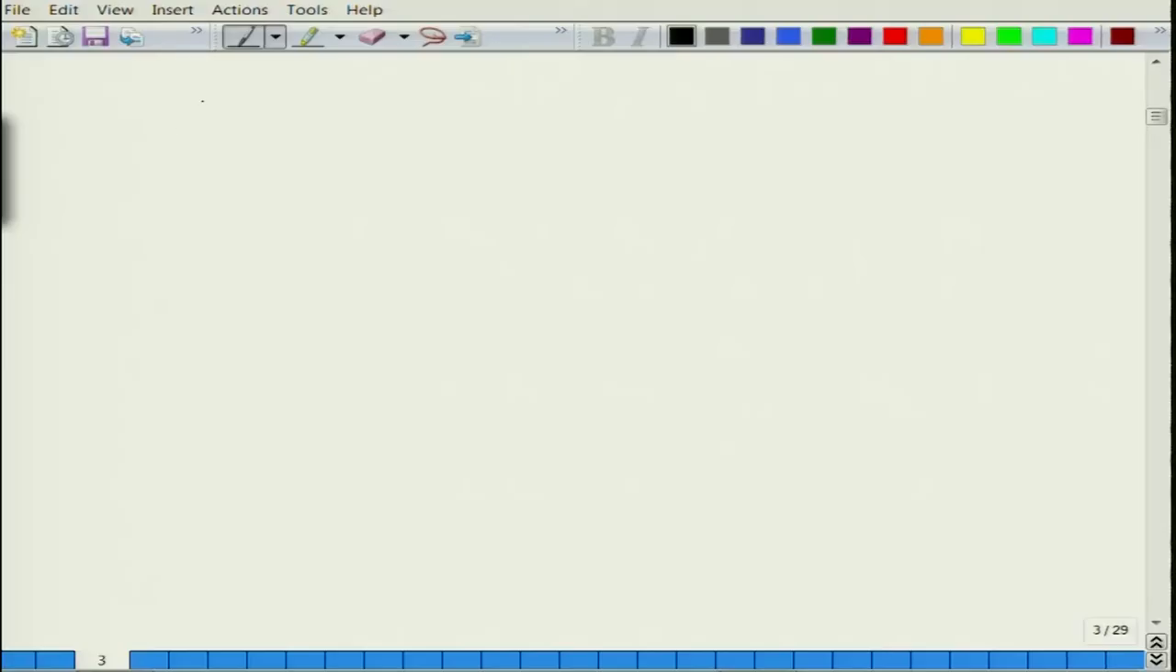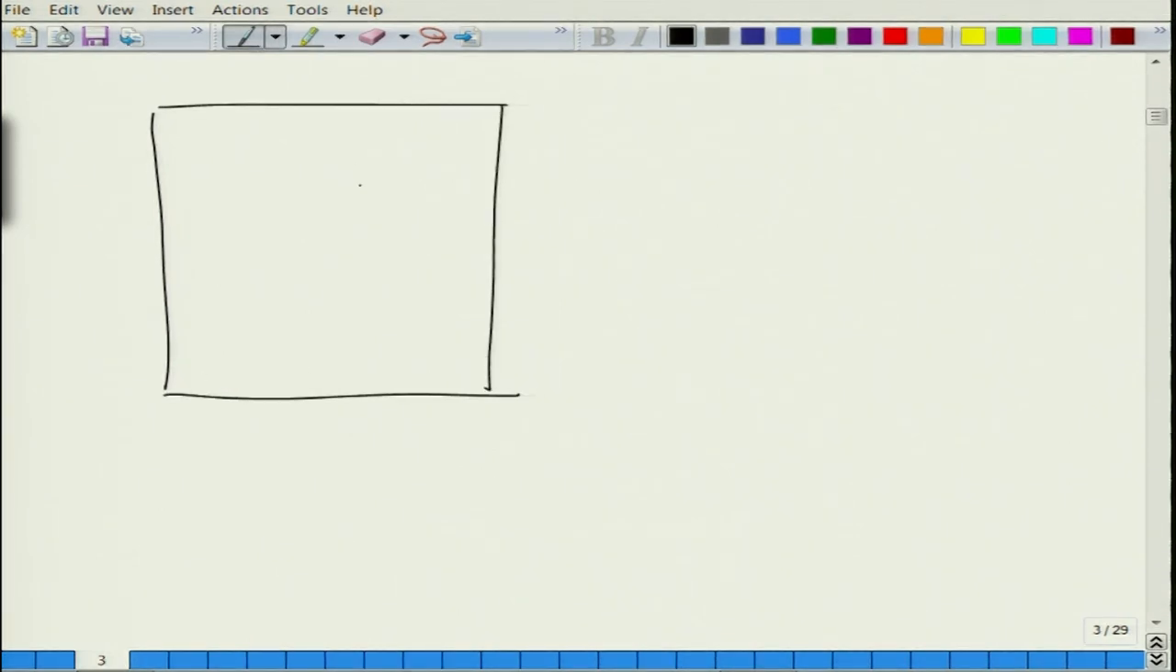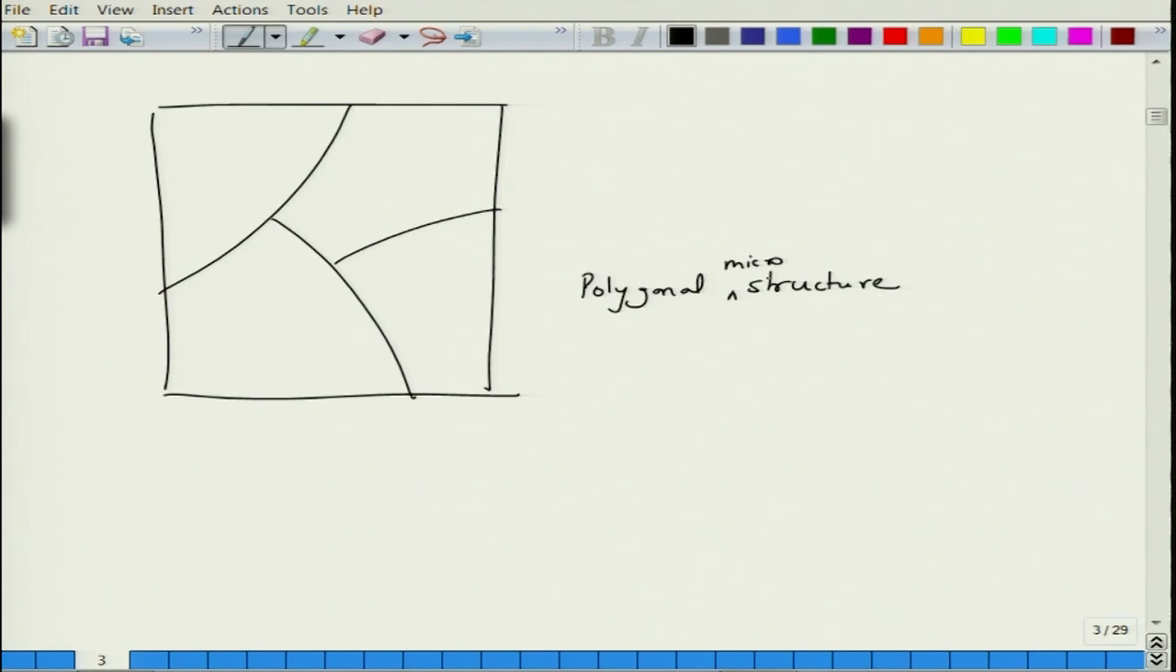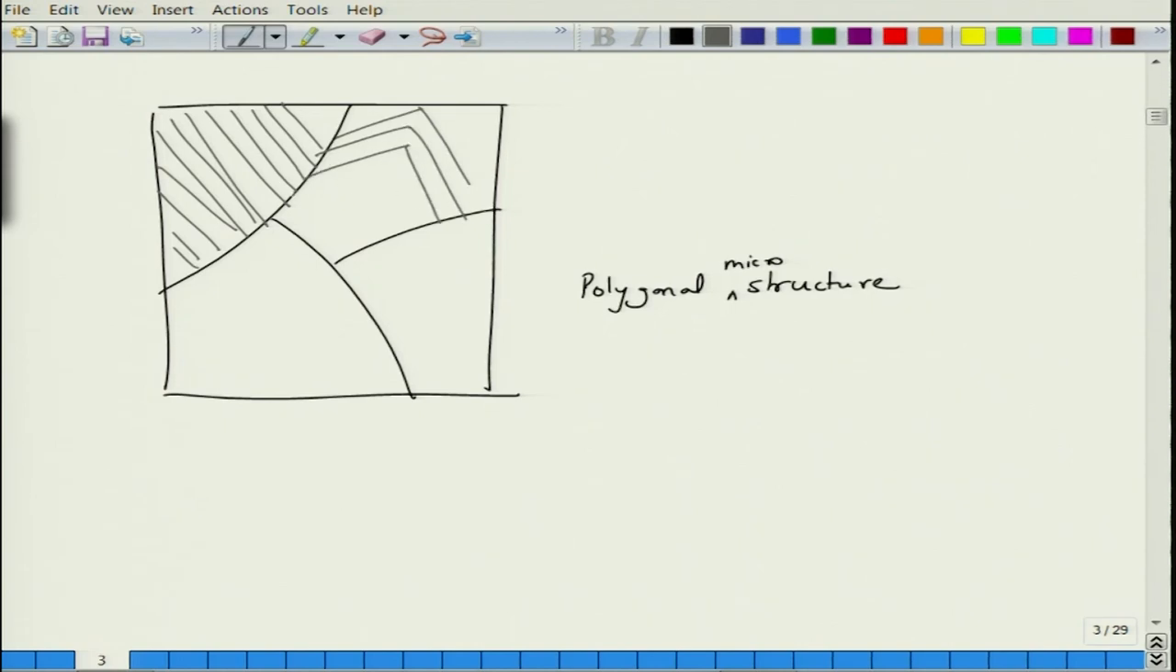Now, let us look at the phenomenon of slip in terms of the required stress to carry out the slip. Because of these slip systems, if you look at a polygonal structure, let us say we have a polygonal microstructure of multiple grains. Each grain has a certain orientation, so you will see slip lines on the surface of these crystals, which appear as facets. They appear as sort of steps, and they can appear like this also.